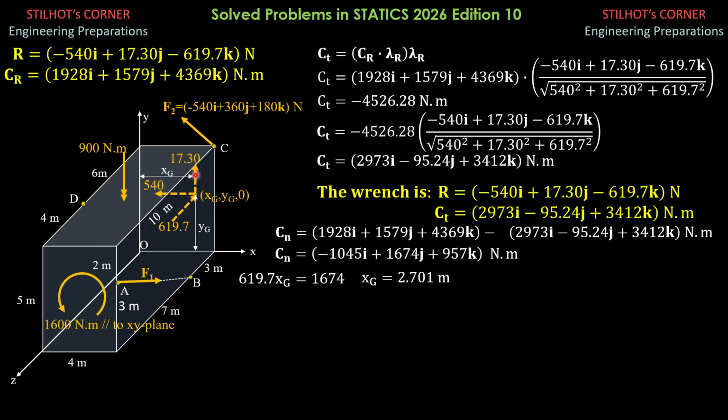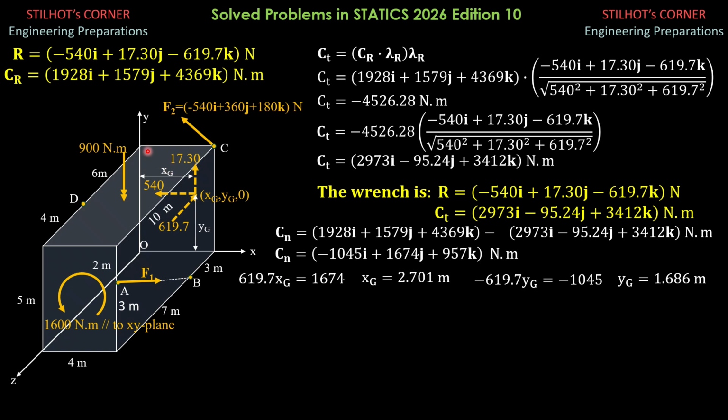Likewise, if we take moment about the x-axis by scalar approach, 540 is parallel to x, so no moment. 17.3 when extended will pass through the x-axis, so no moment. Only 619.7 has moment about the x-axis, and that is negative because the positive sense should be in this direction. So negative 619.7 times yg is equated to the x component of C sub N, which is negative 1045. So negative 619.7 yg is negative 1045. So yg is equal to 1.686 meters.